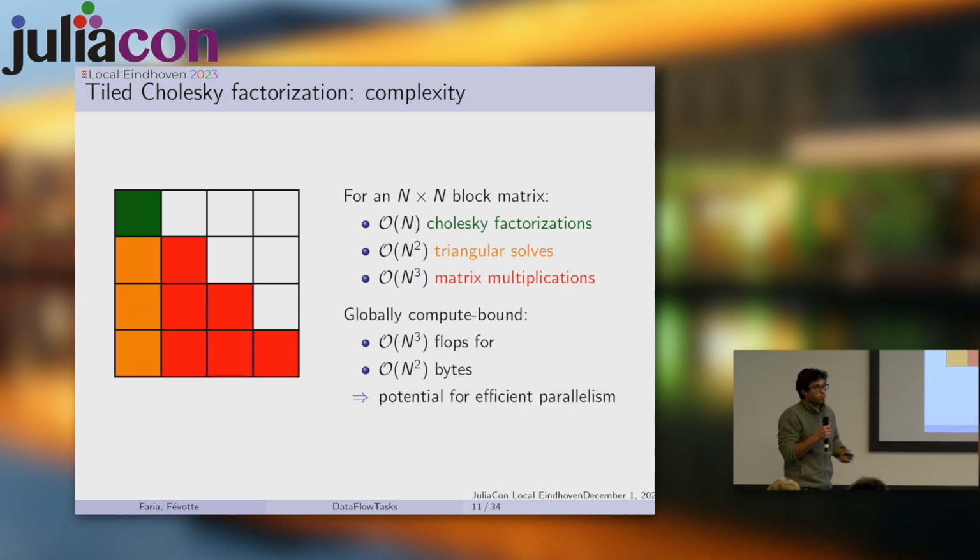And this is a good example to showcase, because this is really a compute bound problem. I mean, you have n square data, and you're doing n cube operations. So you can hope to gain some performance by doing proper parallelism. Okay.